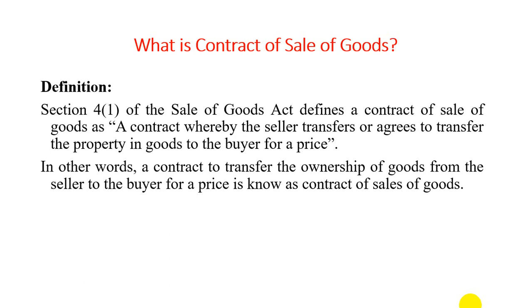This is called contract of sale of goods. Based on section 4(1) of the Sale of Goods Act, a contract of sale of goods is defined as a contract whereby the seller transfers or agrees to transfer the property in goods to the buyer for a price. In other words, a contract to transfer the ownership of goods from the seller to the buyer for a price is known as contract of sale of goods.